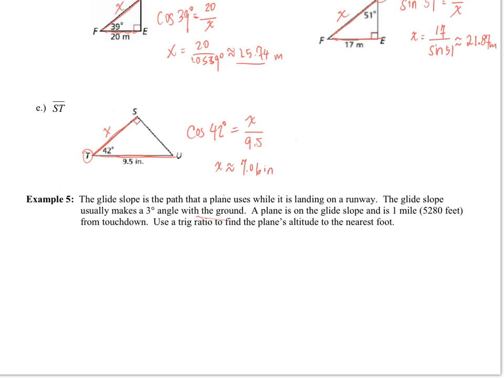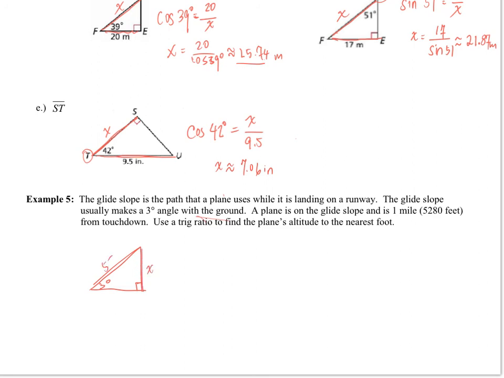Example 5. The glide slope is the path that a plane uses while it is landing on a runway. The glide slope usually makes a 3-degree angle with the ground. So I'm going to draw the glide slope and 3-degree angle with the ground. And a plane is on the glide slope and is 1 mile, which is about 5,280 feet from touchdown. Use the trig ratio to find the plane's altitude to the nearest foot. So this is what we need to find.